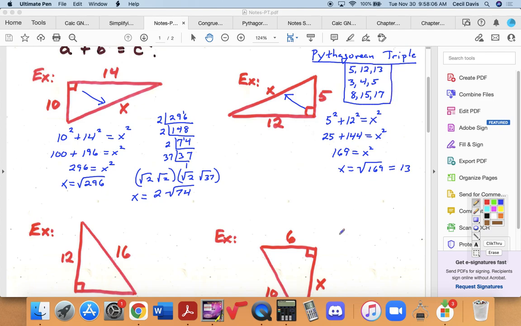Especially the 3, 4, 5, and 5, 12, 13. 8, 15, 17, it doesn't show up as much. But those other 2 show up quite a lot, actually.